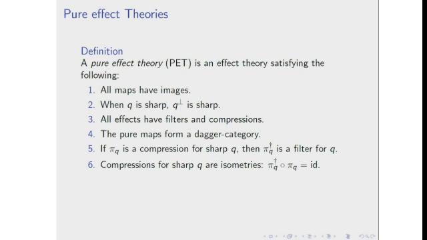There are two more conditions on this dagger category. If I have a compression for a sharp effect, then I need its dagger to be a filter. This is a kind of duality between the compressions and the filters. If you think about them as kernels and cokernels, it's a natural condition to have on a category. And a compression for a sharp Q must be an isometry, so if I do the dagger after a compression, it must be the identity. Again, if you're thinking about a dagger kernel category, this also makes sense.